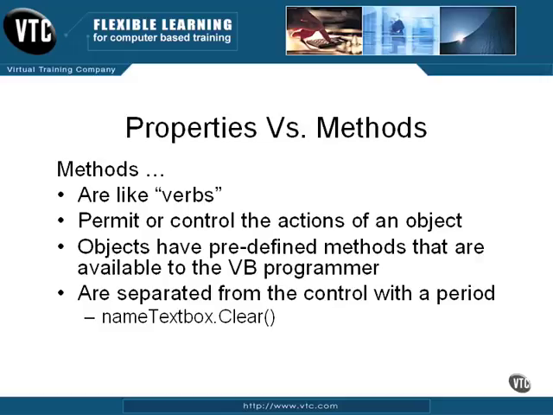When using them in code, they look similar to a property in that they are separated from the control with a period or a dot. For example, name textbox.clear. In this example, name textbox is the control name, and clear is the method. What clear does in this case is delete the contents of the text box. Note the presence of the open and close parentheses.